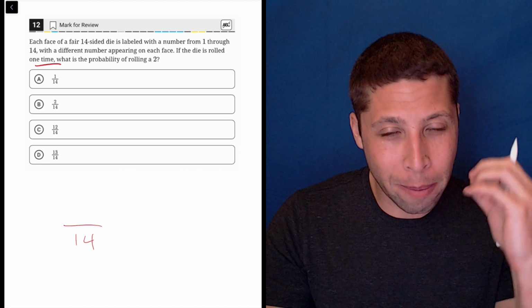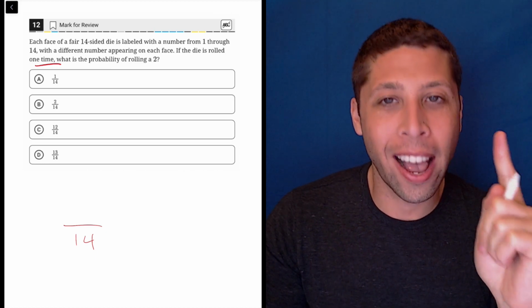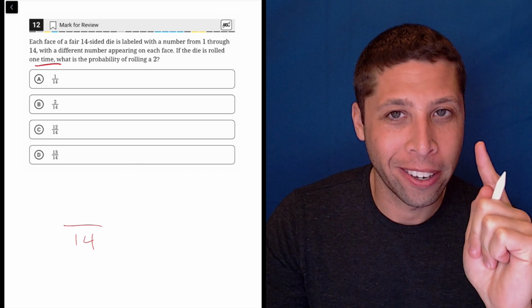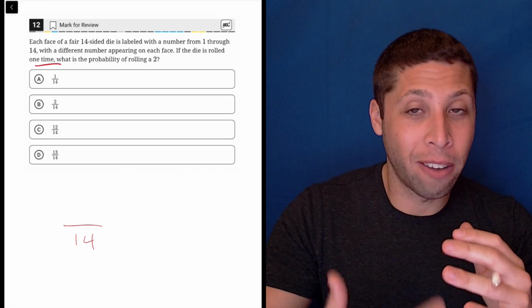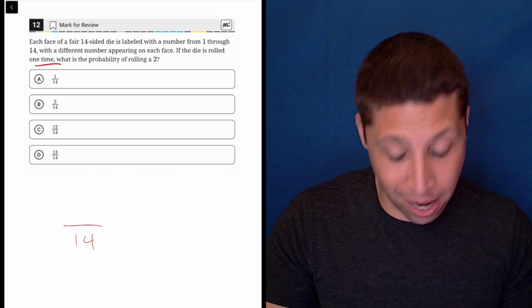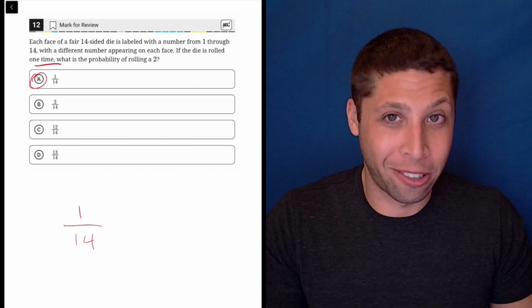Now, think about this 2. What is that? It's one side of the die, right? It's just one side. So the odds of us rolling this particular side are 1 in 14. So choice A is the answer.